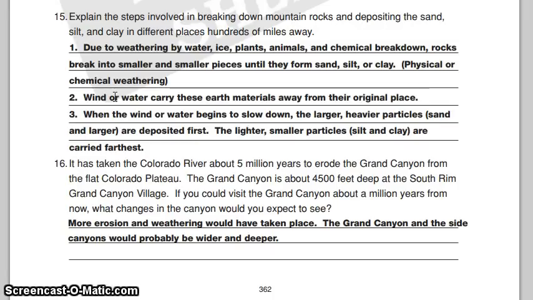And when we look at that one, we're going to say that the Grand Canyon is going to keep growing and getting larger. So we expect to see more erosion that's taken place and weathering. So the Grand Canyon sides would probably be wider and deeper. It's also going to start to get more of a U-shaped and a little less V-shaped as it starts to widen out, but we definitely expect it to get deeper and wider.